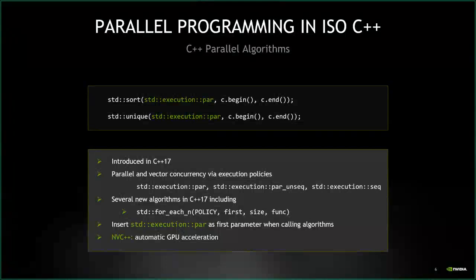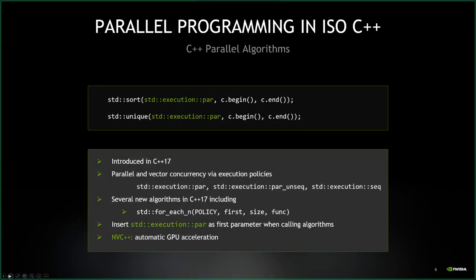So the idea here, and you can see it highlighted in green in the top box, is that you take your favorite algorithm from the C++ standard library and you add a new first parameter that's an execution policy. And if you choose par or par_unseq, and you're using NVC++, that is going to automatically leverage the GPU for you with CUDA unified memory underneath the hood. It does introduce several new algorithms as well.